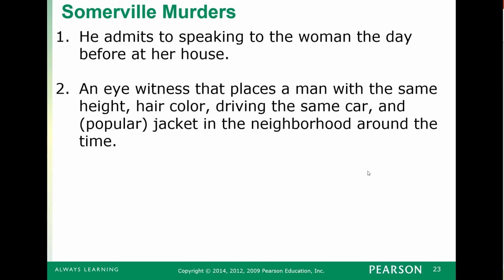Second piece of evidence was an eyewitness that places a man with the same height, hair color, driving the same car, in a popular jacket, in the neighborhood around the time the crime took place. That's stronger evidence. That's a little more unusual for that to have happened, for him to be in the location if he was innocent. But it's still probably not unusual enough to go beyond a reasonable doubt that he's innocent. The p-value isn't quite small enough.